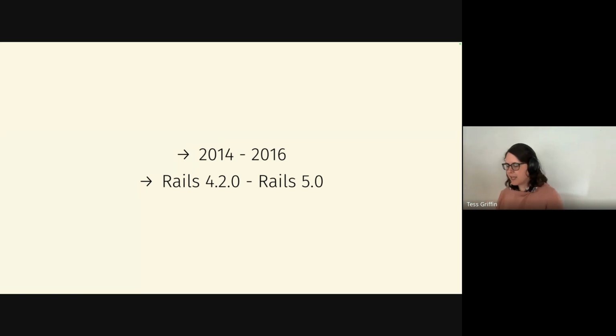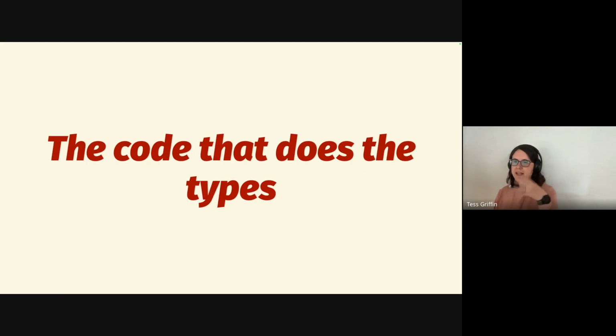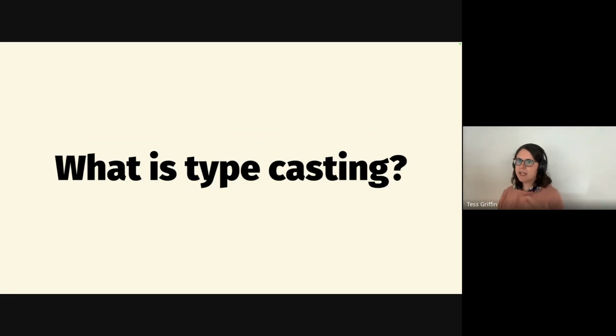So my first question to Sage was, how would you describe the attributes API? And they said, it's the code that does the types in Active Record. Then I asked them, what is typecasting? And they said, when Active Record receives your data, it's almost certainly going to be a string. But you, as the developer, don't want a string. You want an integer, or date, or whatever useful Ruby object that data is representing. The attributes API in Active Record will deal with converting from your Ruby objects to string representations and vice versa.